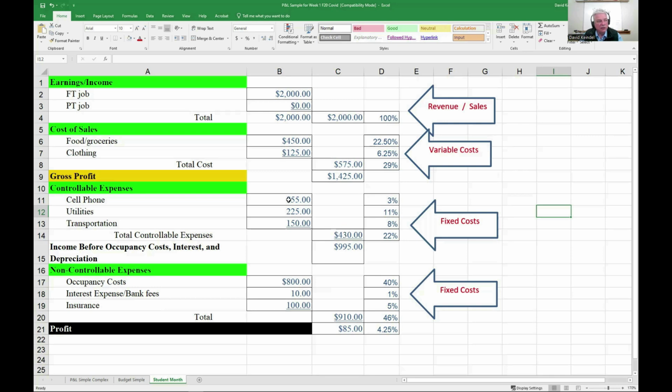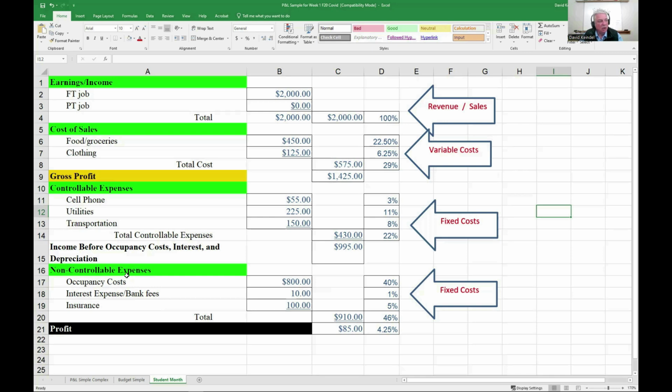So now these three added together is 430. Remember, this number has nothing to do with these. This 22% comes from 430 divided by 2,000. So 430 divided by 2,000, 22%. So 22% of our money that comes in, the $2,000, is to pay our controllable expenses.